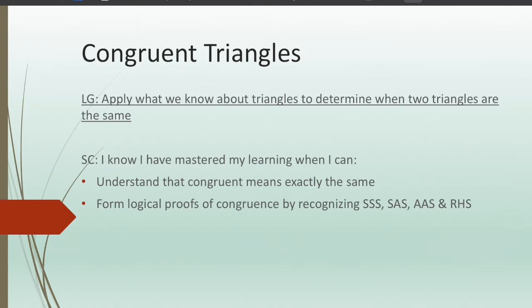Today we're looking at congruent triangles. We're going to be applying some of the things we already know about triangles to determine whether two triangles are the same. And when I say the same, I mean exactly the same. That's what congruent means. So we need to become familiar with that today. And we're going to learn exactly what all these abbreviations stand for, because those are the 4 tests for congruence.